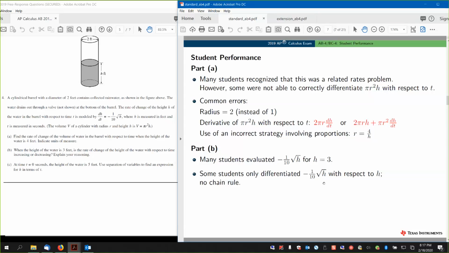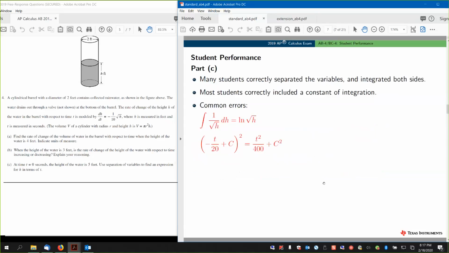Take a quick look at part C. So this is a good thing. In part C, many students did correctly separate the variables, and they were able to integrate both sides. They were pretty easy, straightforward integrations. Most students were able to do that. Most students correctly included a constant of integration. I probably should have added this on the slide at the appropriate point.